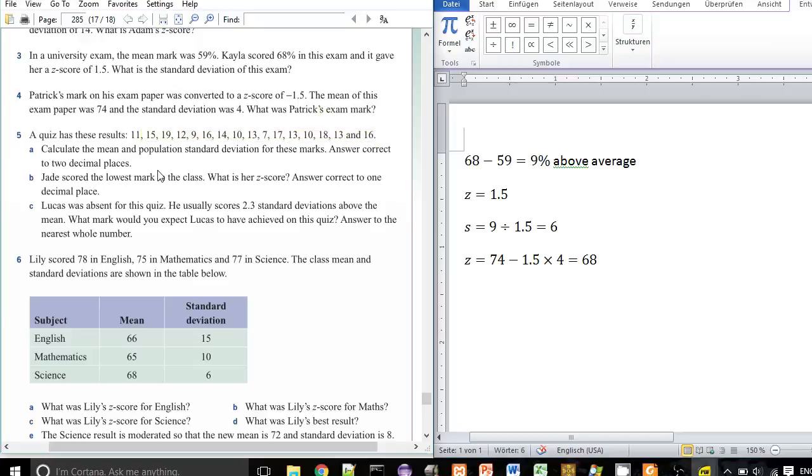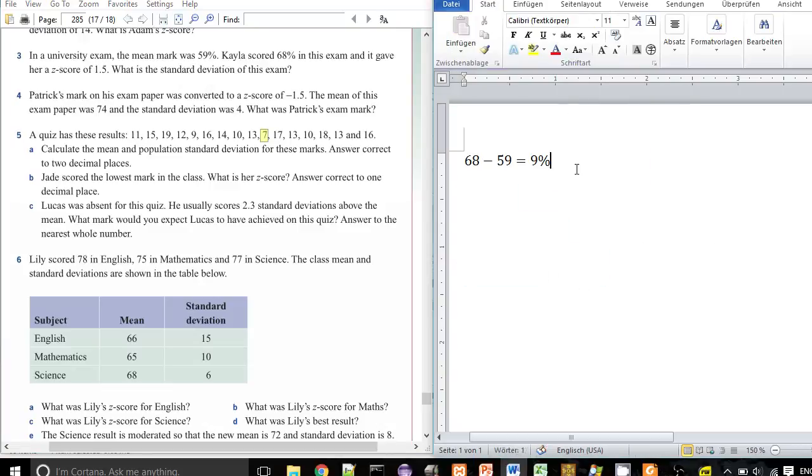Okay, quiz has those results. I may need to skip this because I don't have a calculator with me. If I had to estimate the mean, I'd say maybe, it's really hard to tell, 12 or 13, something like that. And the standard deviation might be 3 or 4. Okay, so the lowest score would be 7. I'm going to estimate it for now. I know that's not ideal, but I can't do it at the moment.